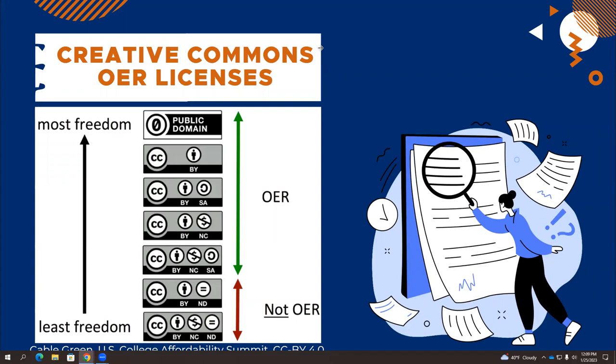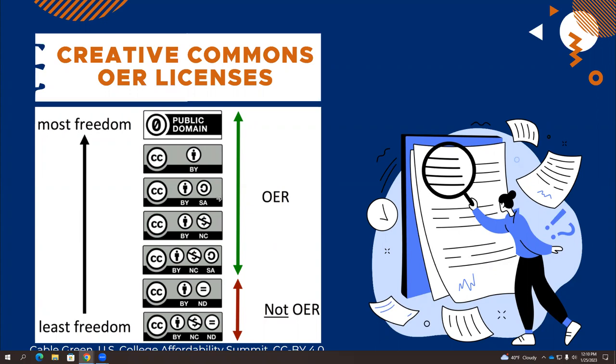So if it's in the public domain, you don't necessarily have to cite it. So that's this first one up here, but generally it's kind to cite where you find your source. The SA license is a share alike license that requires that if you take a bunch of OER and you create your own, that you share alike, meaning whatever license the OER that you took materials from had, the one that you put out has to have the same license.